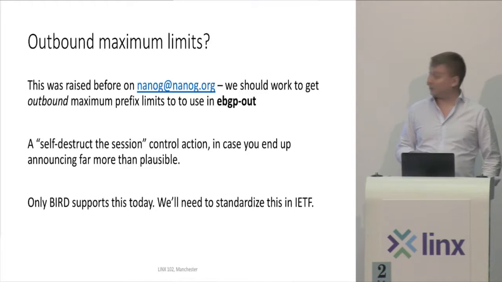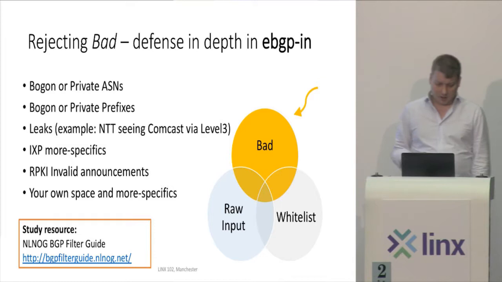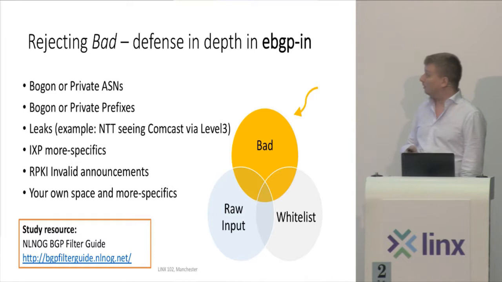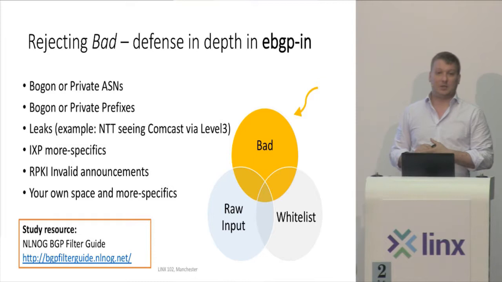All right. Back to the flow of filtering in eBGP in. We covered raw input, the Adj-RIB-In, covered what maximum prefix limits are doing in that context.